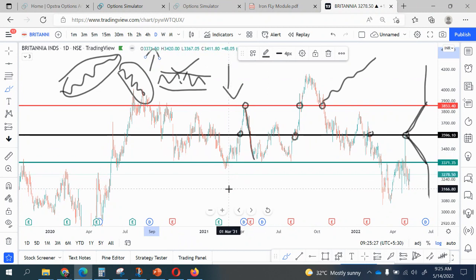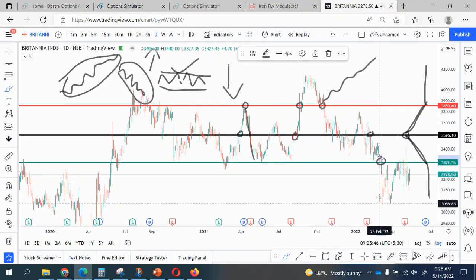So we saw why we go for Ironfly, with the only view of the market being range bound. So you cannot go for Ironfly at this position. If you had deployed Ironfly at this position, see, the market went down, because this was a breakdown. Whenever we have a breakdown or breakout, the market will move like anything. See, such a big move.